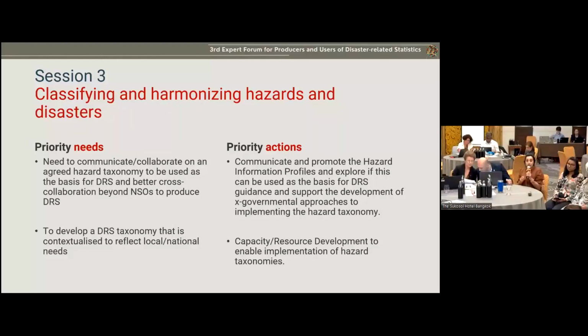In terms of actions going forward, it's really important that we begin to communicate and promote the hazard information profiles and explore how they can be used as the basis of disaster-related statistics, and guidance and support for the development of cross-governmental approaches to implementing hazard taxonomies. A key thing everybody has talked about is that we need to look at capacity and resource development, so we can enable the development and implementation of disaster-related statistics and associated hazard taxonomies. And hopefully that's within 2 minutes.